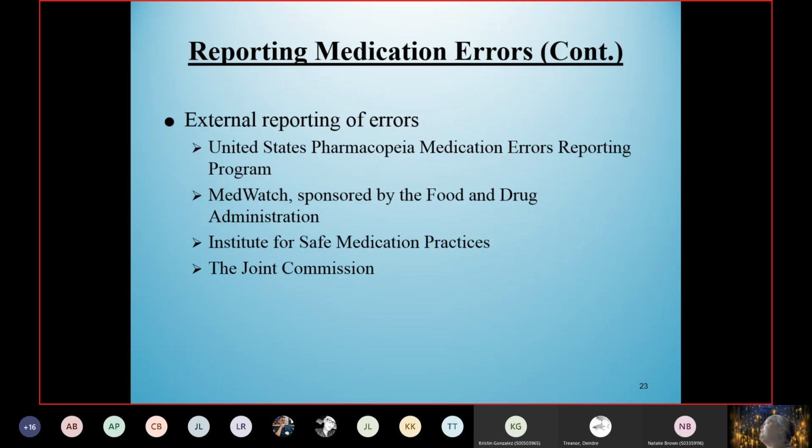External reporting of errors, you have the United States Pharmacopoeia, MedWatch. MedWatch is where you report any adverse reactions by a drug. So this is actually for drug safety. Institute for Safe Medicine Practices, and of course, Joint Commission. Any member of the public can report problems with a medication or medical devices via the telephone, mail, or online at the MedWatch website.